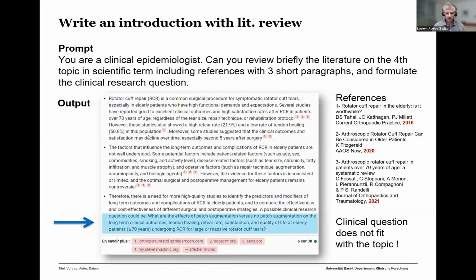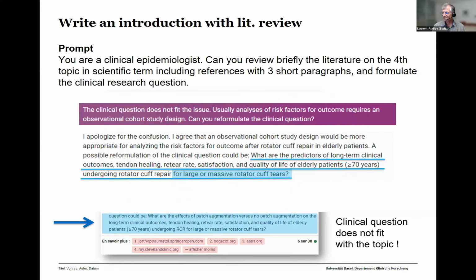So I told ChatGPT that's not correct. This is not the topic I was interested in. So please reformulate, and then it does reformulate, maybe not completely exactly what I would like to have, but you need to interact with ChatGPT so that you get a better output.